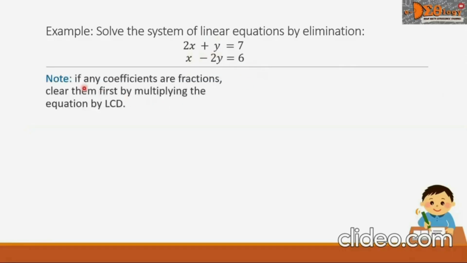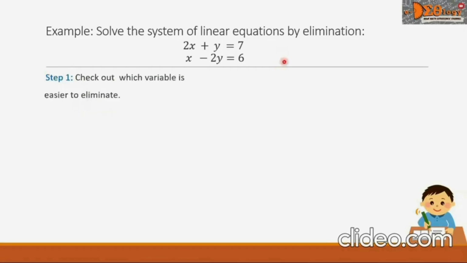There is a note that if any coefficients are fractions, clear them first by multiplying the equation by LCD, or the least common denominator. But in our example here, there is no fraction. So let us proceed with step 1. Check out which variable is easier to eliminate. We have the variable x respectively for the two equations and the variable y for the two equations respectively.